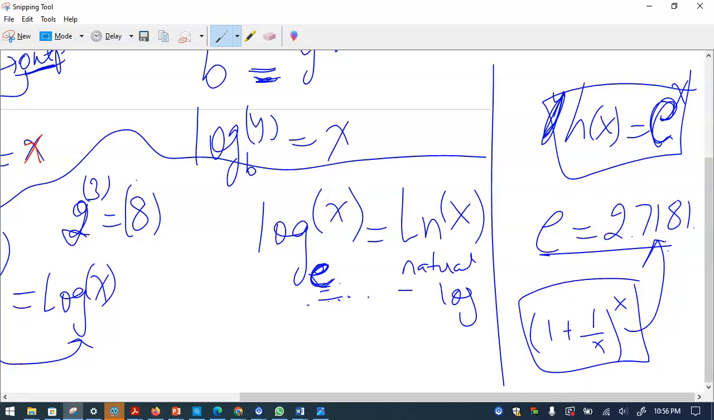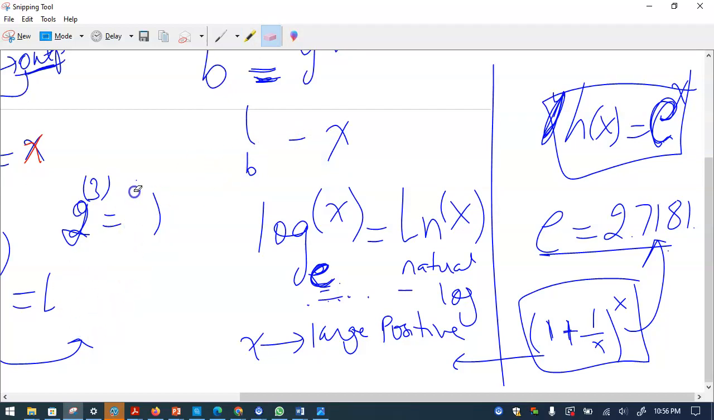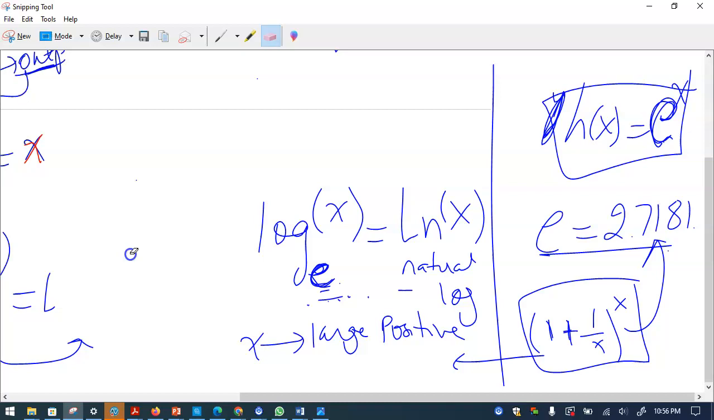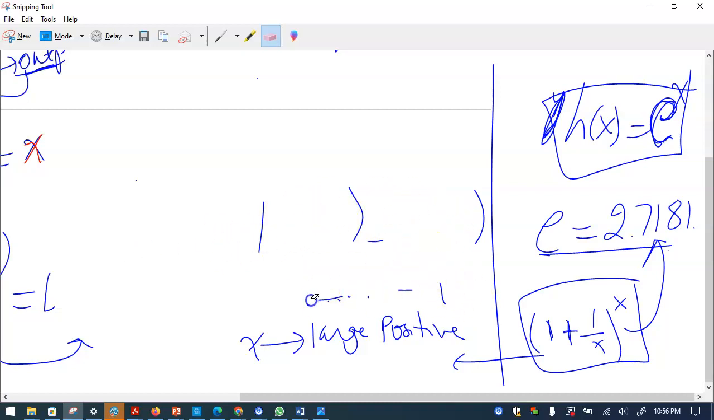That's the value when x approaches a very large positive number. You will see this becomes like this. So in other words, I'm just trying to show this again. E basically means, what is that E?